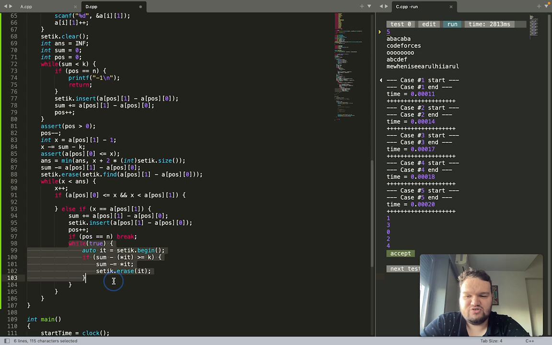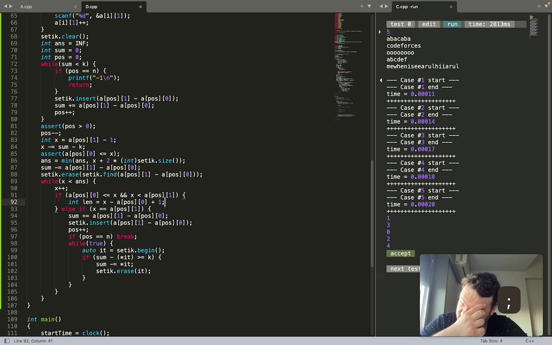I cannot reach the empty set here because I know that the sum should stay at least k, and k is strictly positive. Alright, now here I have increased x, so the length of the current segment is x minus a plus 1.